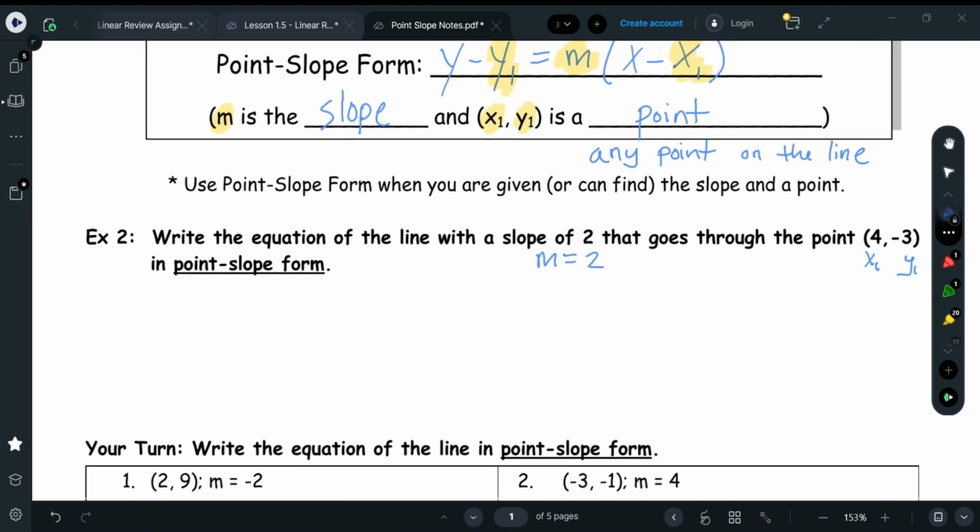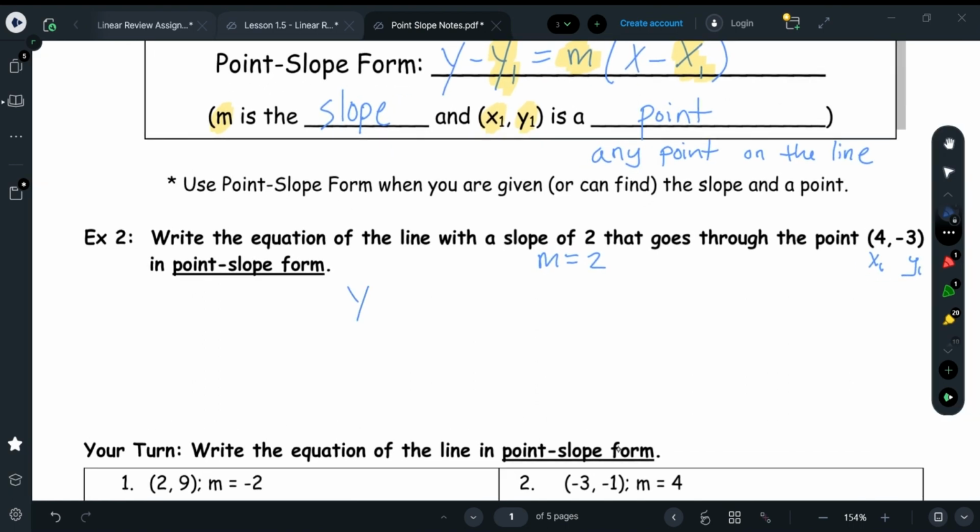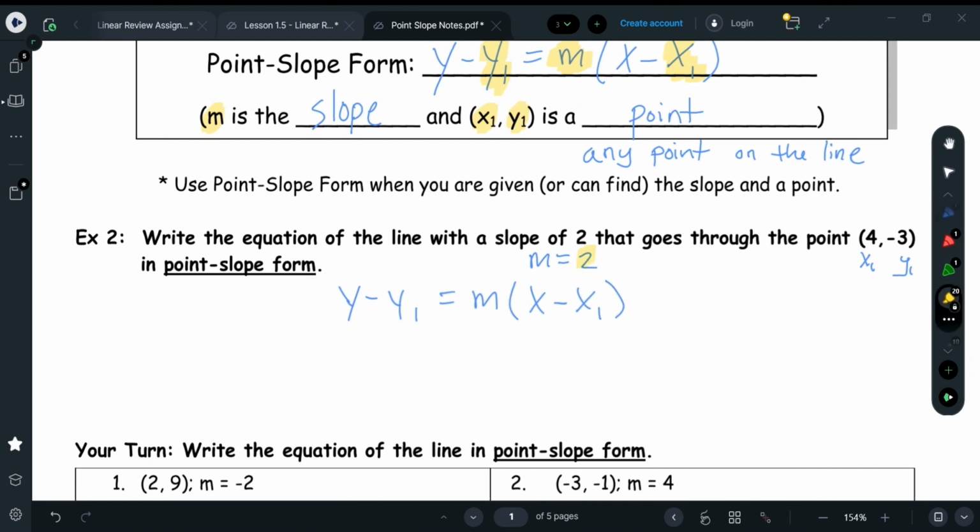Let me write the general form of point slope, which is y minus y1 equals m parentheses x minus x1. And now this is what we're going to do. Plug in a 2 for m, plug in a 4 for x1, plug in a -3 for y1. Let me go ahead and do that. Y minus y1 is a -3.